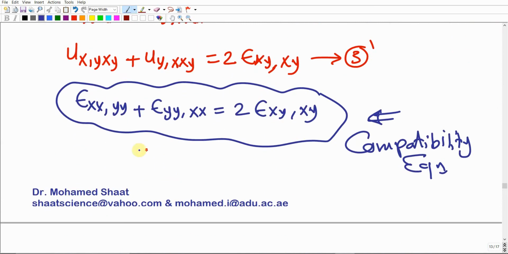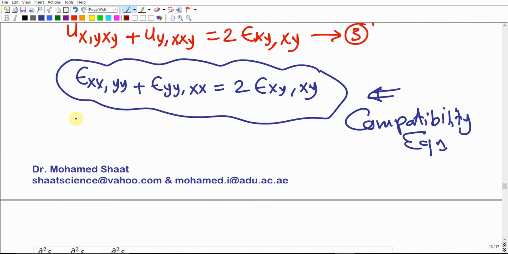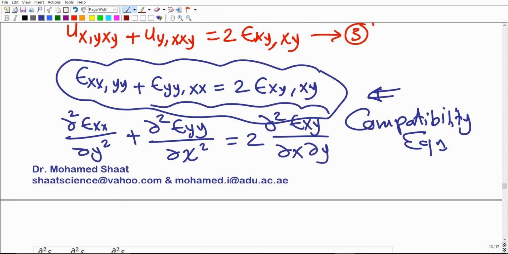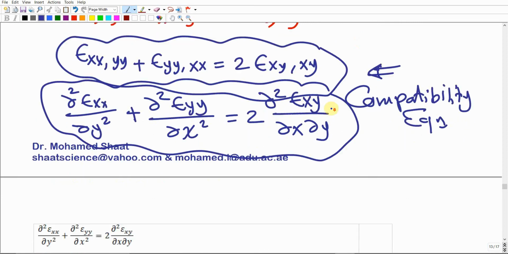We can write this even using partials. We can write this term as the second partial derivative of epsilon xx with respect to y squared, plus the second derivative of epsilon yy with respect to x squared, equal to double the second derivative of epsilon xy with respect to x and y. So this is in terms of partial by partial, or in terms of the comma notation, which should be the same compatibility equation. This is in 2 dimensions.